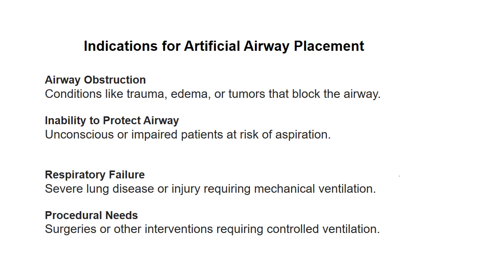Next, the patient is having respiratory failure. The patient is fully conscious, there is no history of trauma or edema, but the patient is failing to breathe. In conditions like severe pneumonia, ARDS, severe lung disease, we need to intubate the patients and put them on mechanical ventilation. And procedural needs, certain surgeries which need controlled ventilation, in that case we have to intubate the patients. So these are the indications of artificial airway placement.